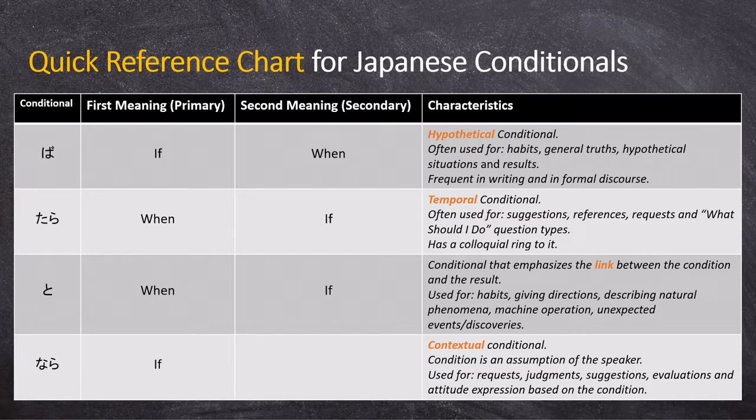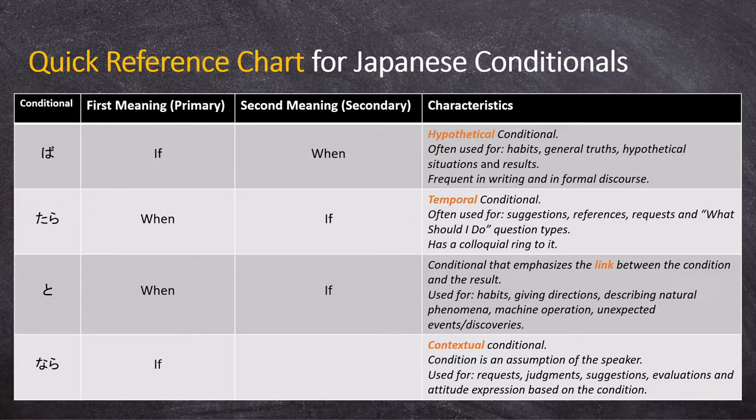And this brings us to the to conditional here. It is the third in our table. And you can see here that to, unlike ba and tara, is not precisely defined as a hypothetical or temporal conditional because in my opinion it has both of those characteristics.